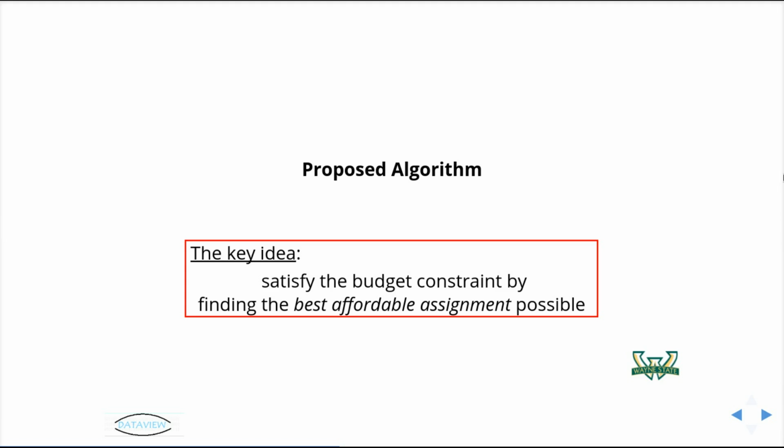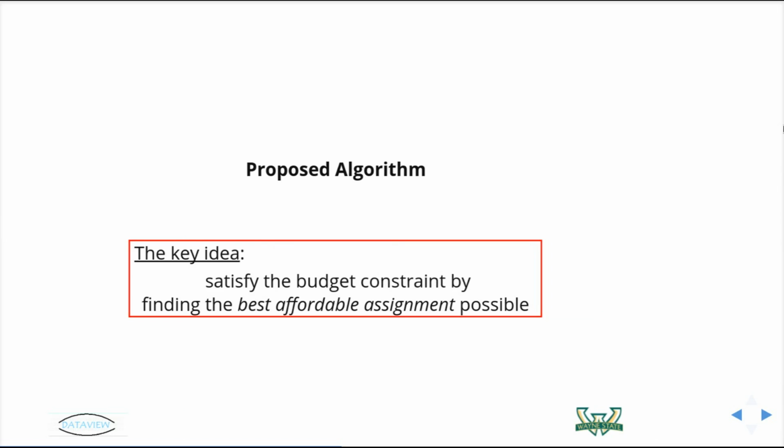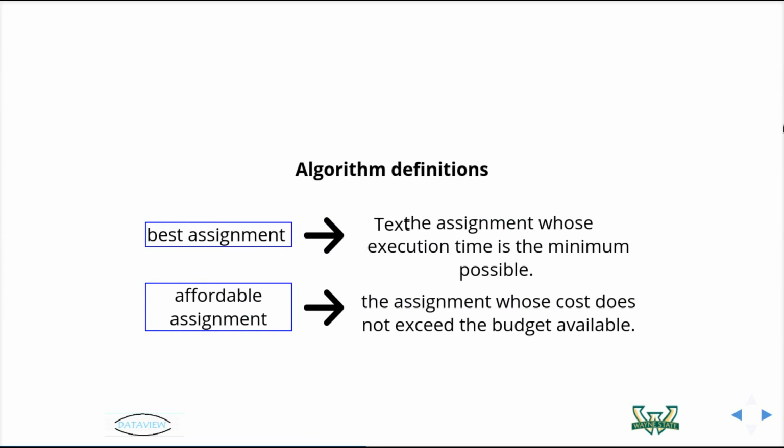They proposed an algorithm. The key idea behind it is to satisfy the budget constraint by finding the best affordable assignment possible. In this algorithm, there are two definitions: best assignment and affordable assignment. What is the best assignment? The best assignment is the assignment whose execution time is the minimum possible, and the affordable assignment is the assignment whose cost does not exceed the budget available.